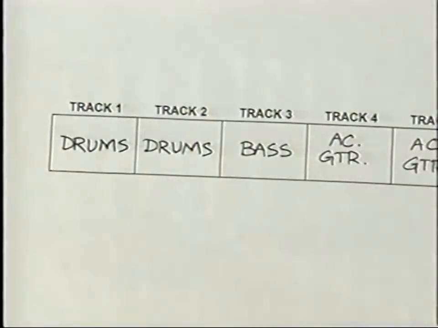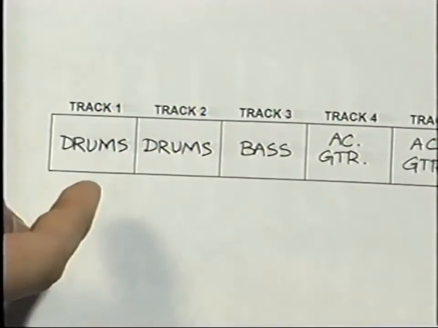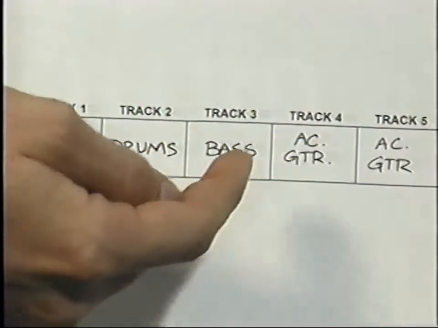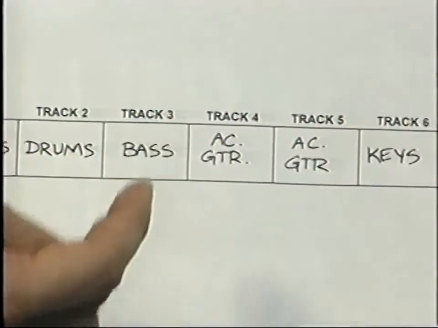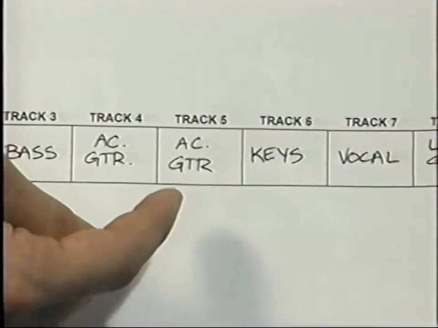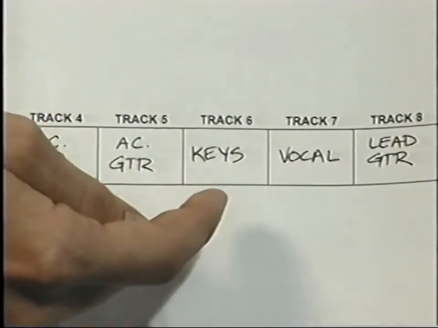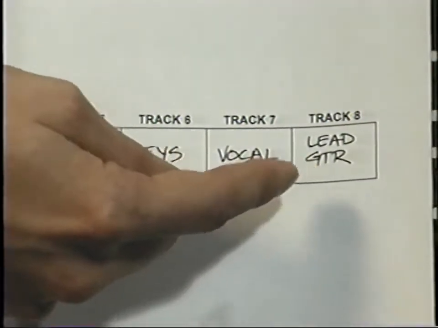Okay, back to multitracking. Look at your machine and determine how many tracks you have. Got it? Good. Now before you start laying down drum tracks, it's important that you make a track sheet for however many tracks you're going to be using. It basically lays out how I'm going to be recording the 8 tracks that I have available. Drums will be on 1 and 2. Bass on 3, acoustic guitars on 4 and 5, keyboard sounds on 6, vocals on 7, and lead guitar on 8.